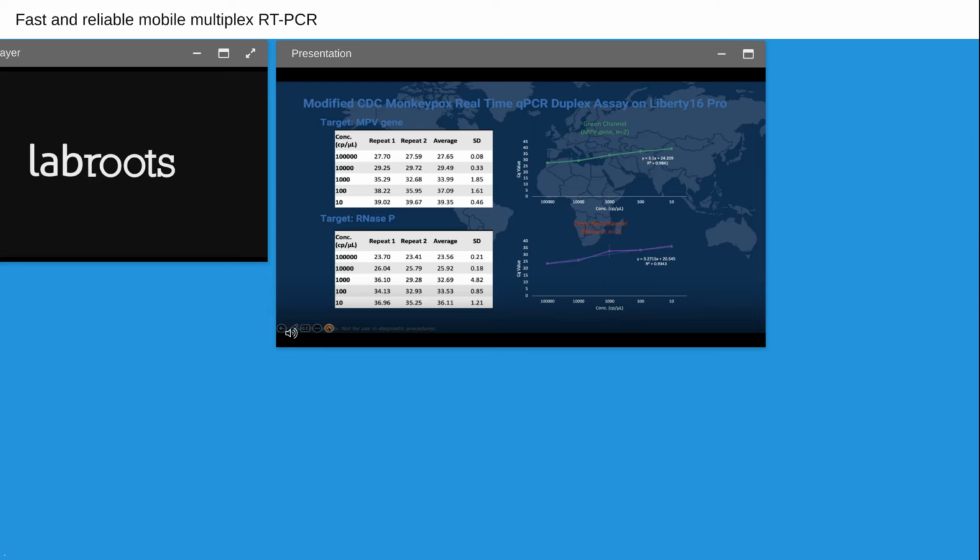So consistency is seen across the board for the green channel and also the deep red channel. So very exciting stuff in terms of the developments, the in-house validations that was performed on the Liberty 16 Pro.